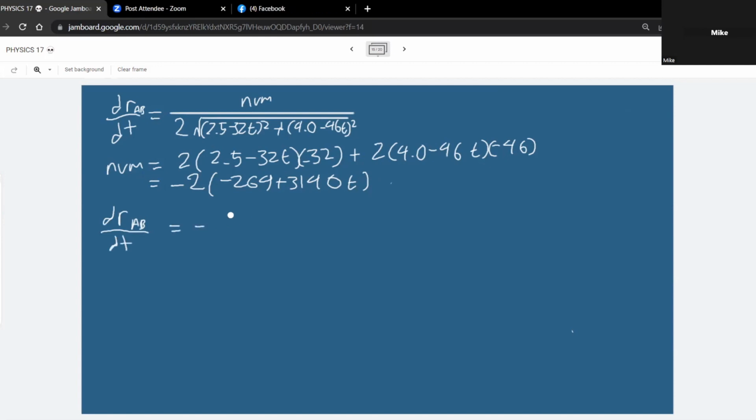So we're going to get 2.5 times negative 32 plus 2 times, ay wala na yung 2. 2.5 times negative 32 plus 4.0 times negative 46 minus 32 square t minus 46 square t. So 2.5 times 32 plus 4 times 46, that's negative 264.